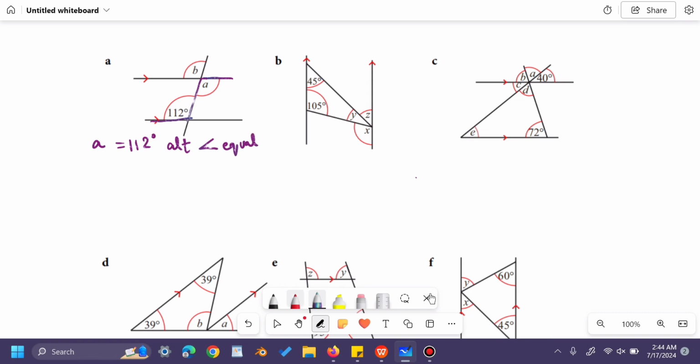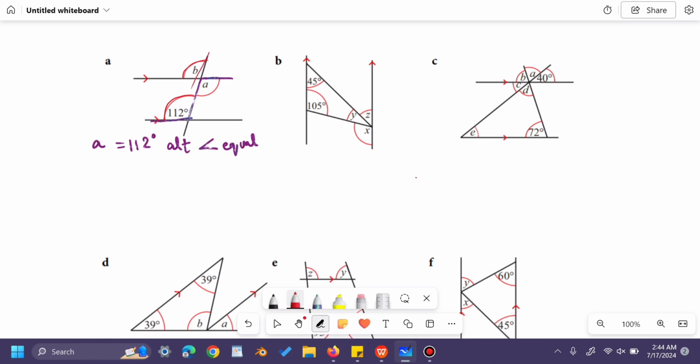Okay, now look at this other one. You can see this is B, and then this is 112 degrees. So this is due to the parallel lines, with a line cutting across them and both angles on the upper side. That means it's a corresponding angle, because we can see an F shape being formed.